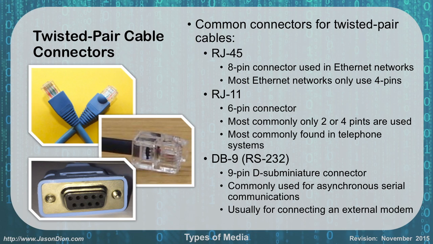DB9 is that D-shaped sub-miniature connector. It's the bottom left there that's being shown from a rollover cable, for instance, for a Cisco cable. It is used for asynchronous serial communications, and it is usually used for connecting external modems or in a Cisco environment for using your serial to RJ45 rollover cable that we use in Cisco networking.